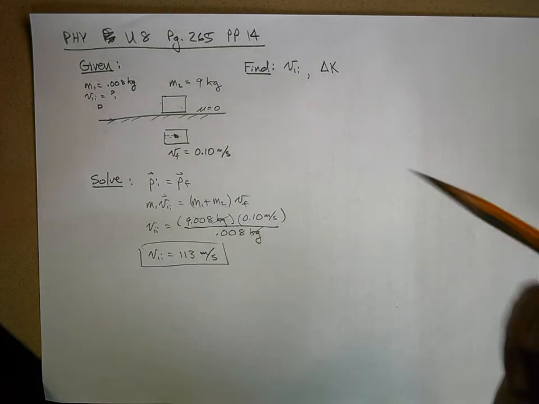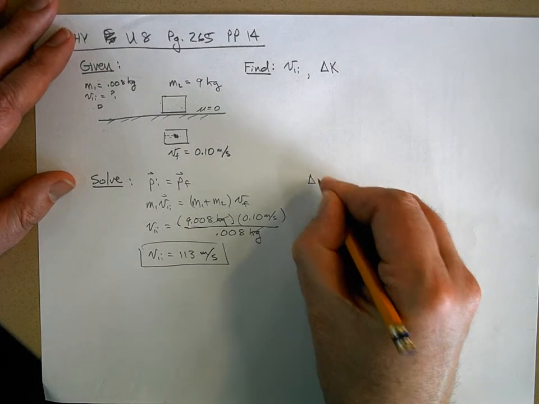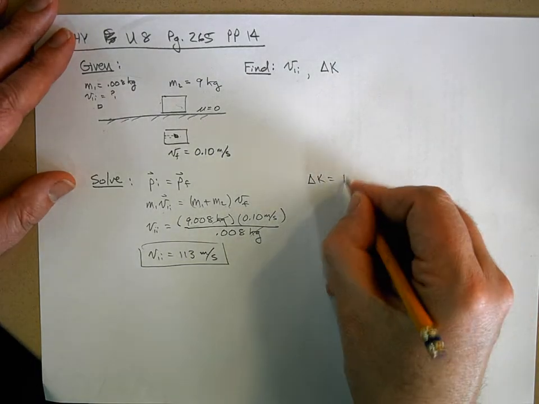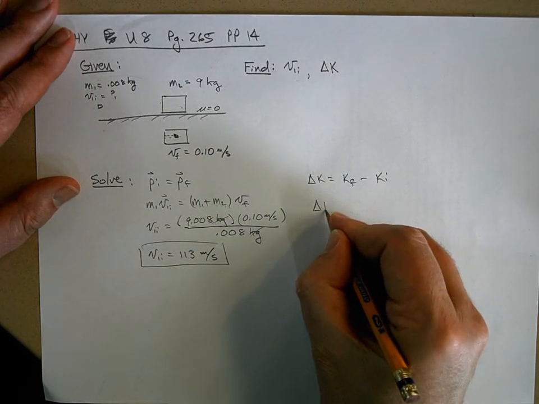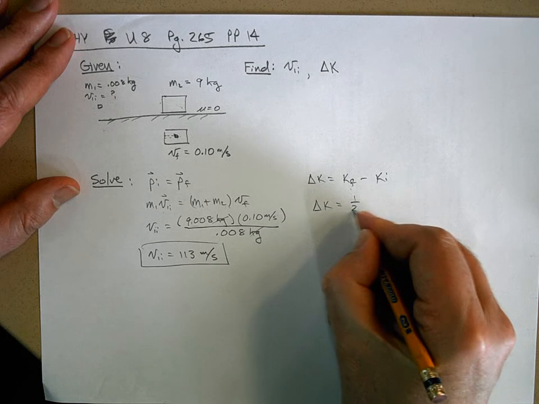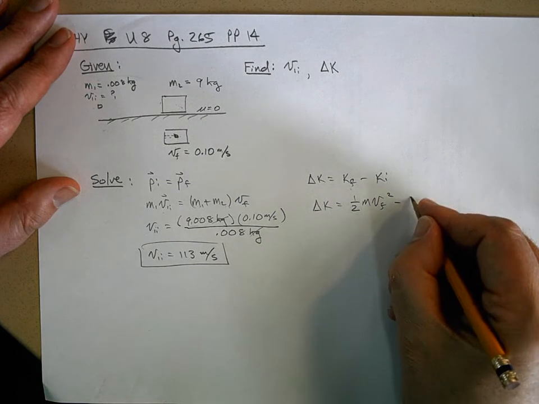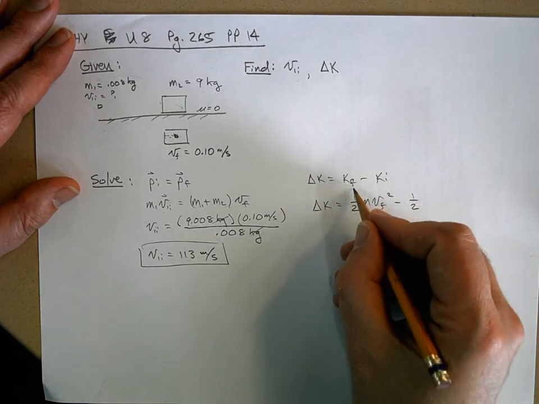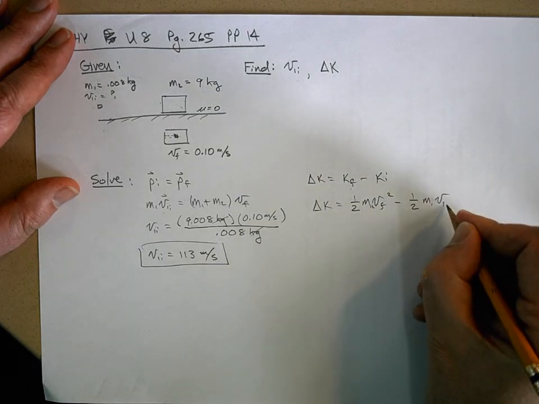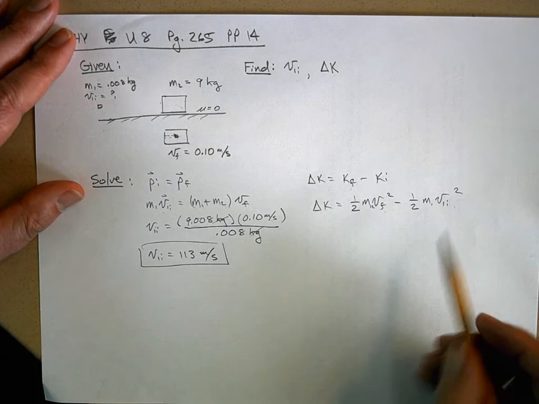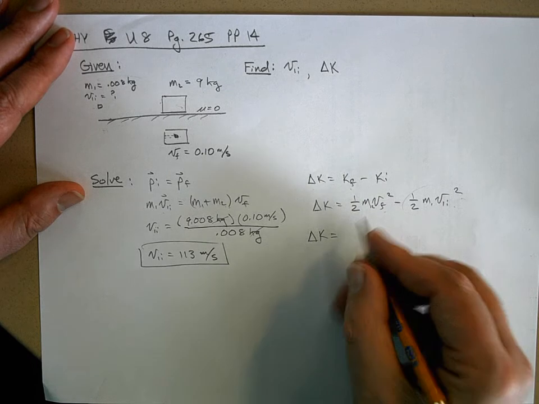All right, but now I want to add something on here just because physics is fun and problems are awesome, right? I want to figure out what delta K is. Well, delta K is K final minus K initial. Well, what is K final? It's 1/2 the mass times the final velocity squared minus 1/2 M1 V1 initial squared. So this is the final kinetic energy and the initial kinetic energy, okay?